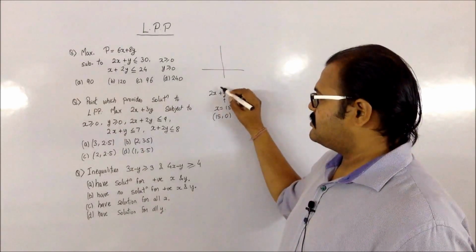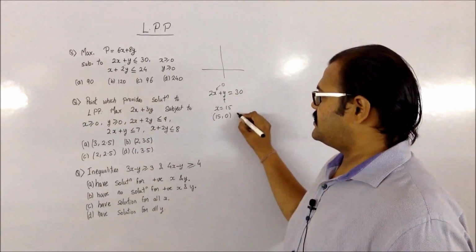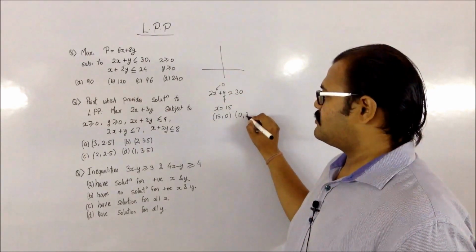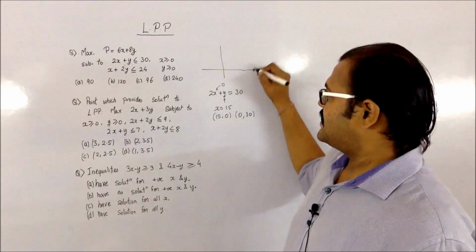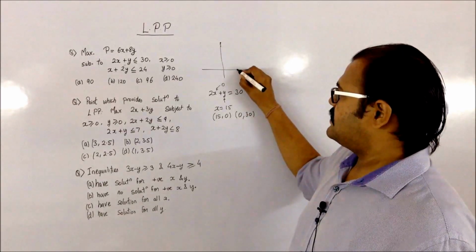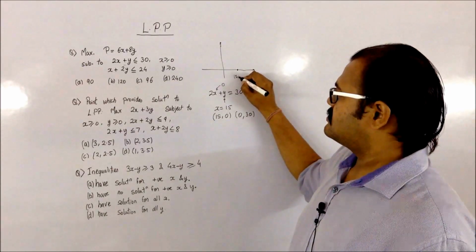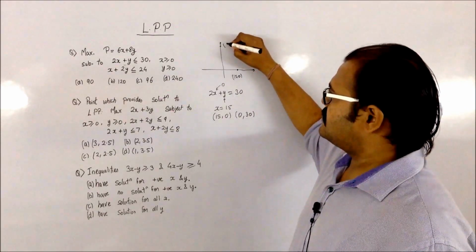After getting this, you can substitute x as 0. You will get y as 30, so you get the point 0 comma 30. So roughly plot where you will be getting the values. You get 15 comma 0, which will lie somewhere over here, and 0 comma 30, which let us say lies over here.